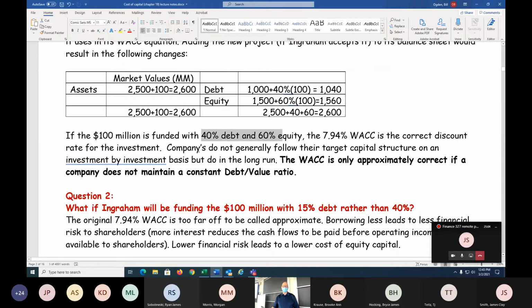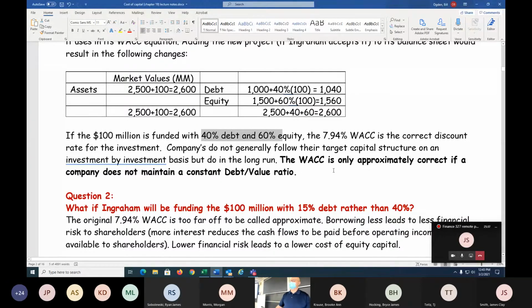40% debt, 60% equity. Companies do not generally follow their target capital structure on an investment by investment basis, but do so in the long run. So overall, they strive to maintain their target capital structure, but not on a project by project basis. Overall, they do. The WACC is only approximately correct if the company does not maintain a constant debt to value ratio.